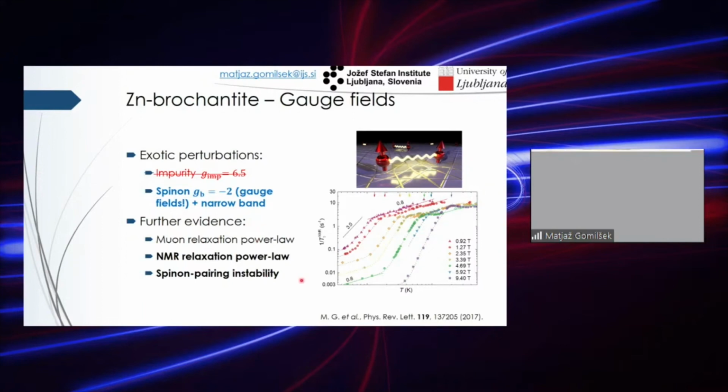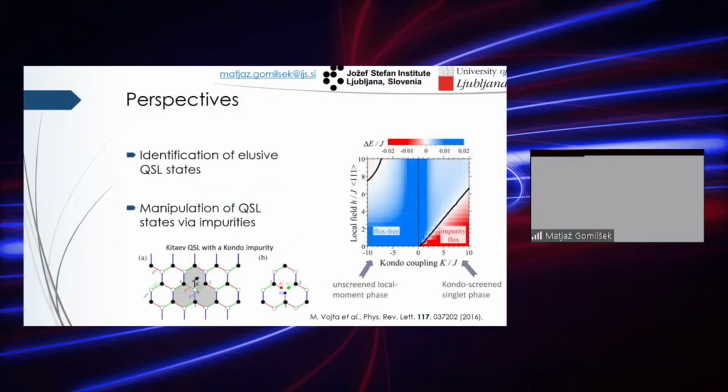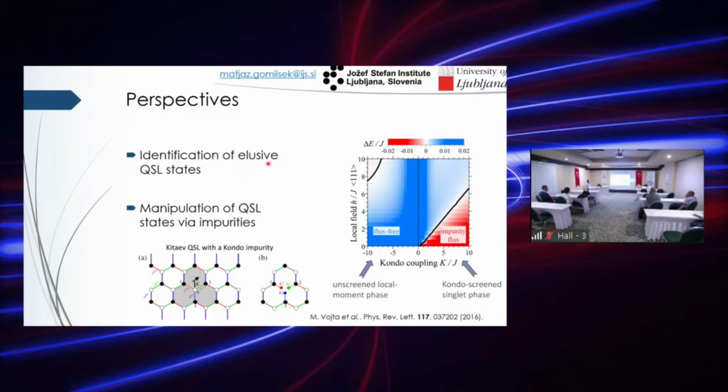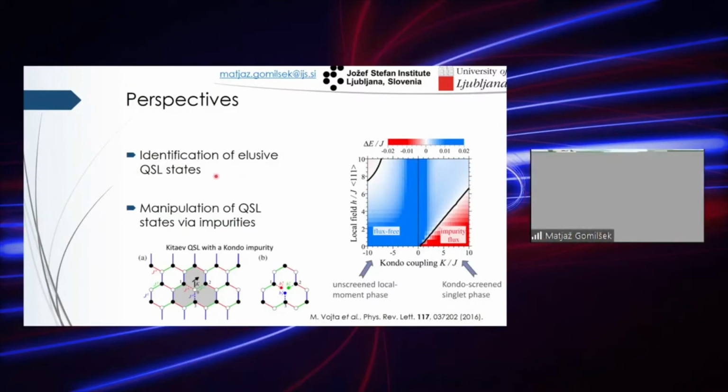There has to be some glue between the spinons so that they form a triplet pair instead of having purely free spinons. So, perspectives, this is almost the last slide. We could use this effect to identify elusive quantum spin liquid states in general in other materials as well, if we could decouple the magnetic contribution from impurities from that of the host spin liquid, which we did successfully in zinc brochantite, but it should be possible in others as well. And we saw that it's extremely powerful for doing that.